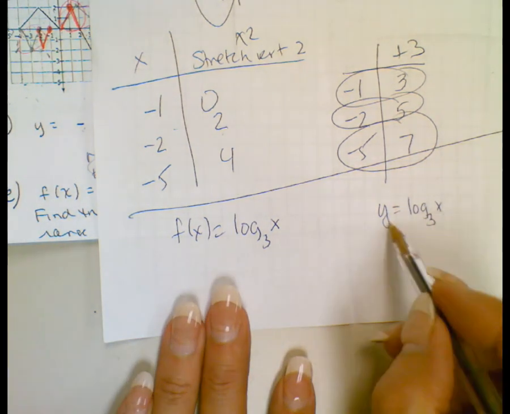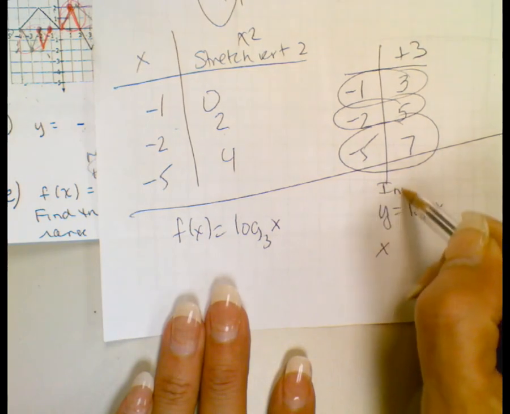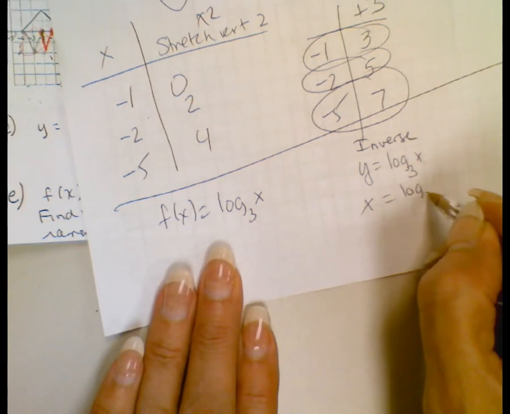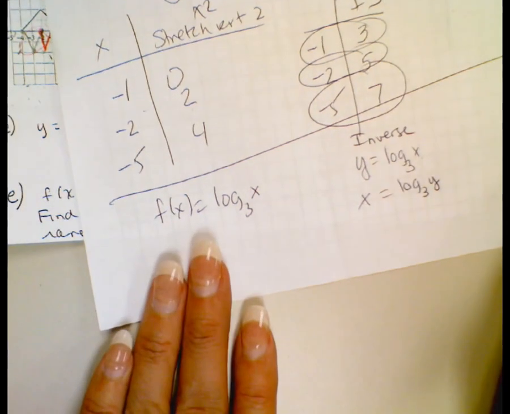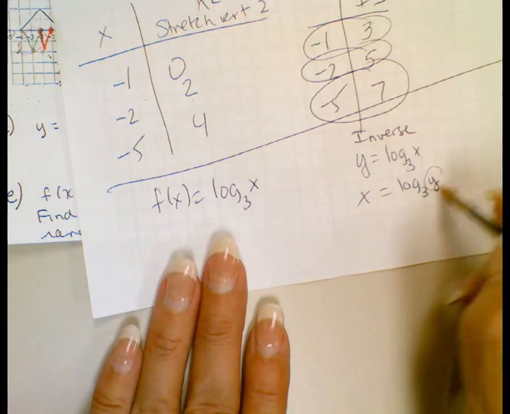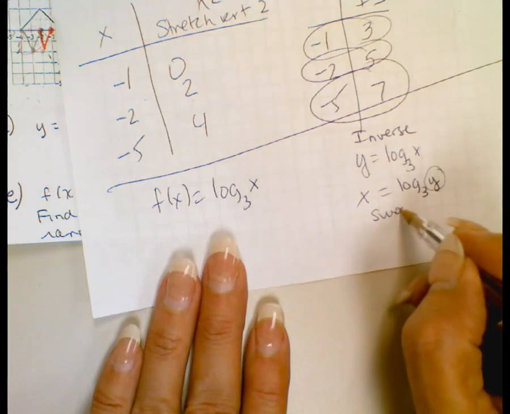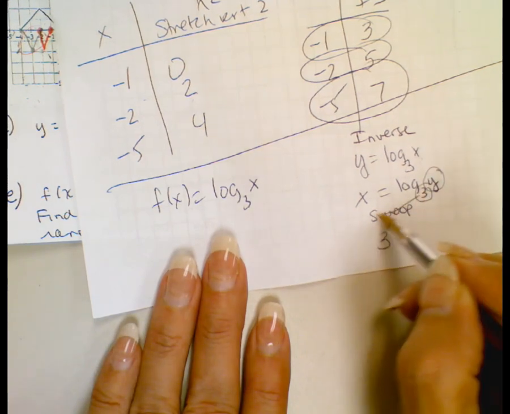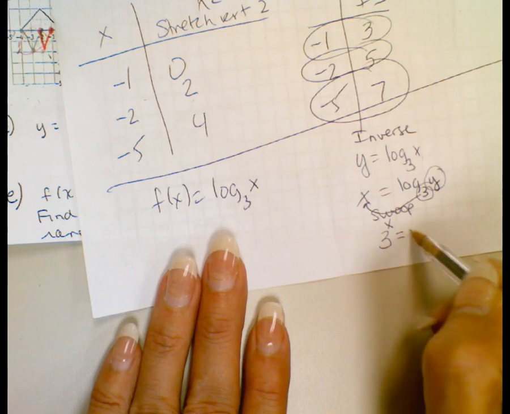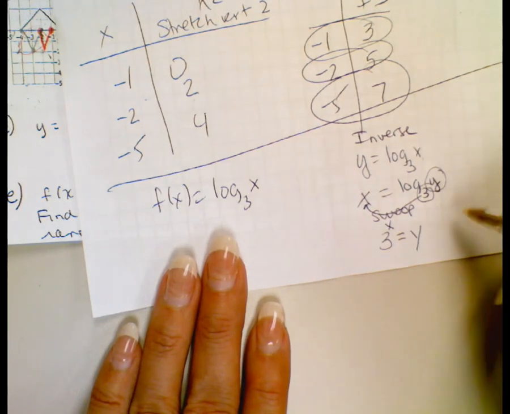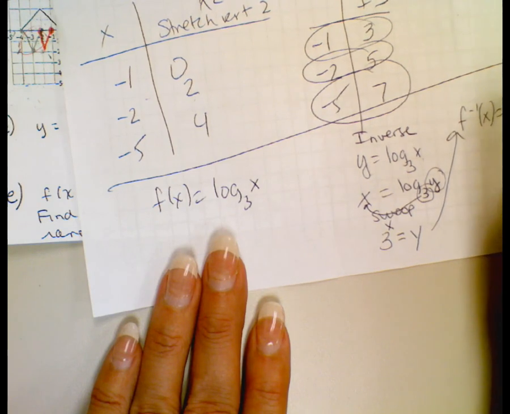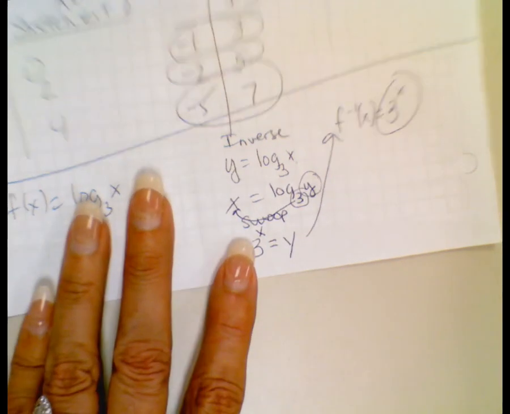We're going to switch x and y because we're going to find the inverse. So we're going to switch x and y. Now, to solve for y, we're going to swoop. So you start with the base 3. You swoop over here and pick up the x, and that equals y. So the inverse is 3 to the x. Now, how would you graph 3 to the x?